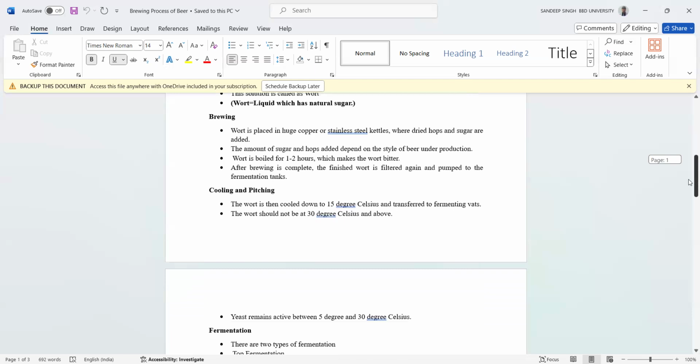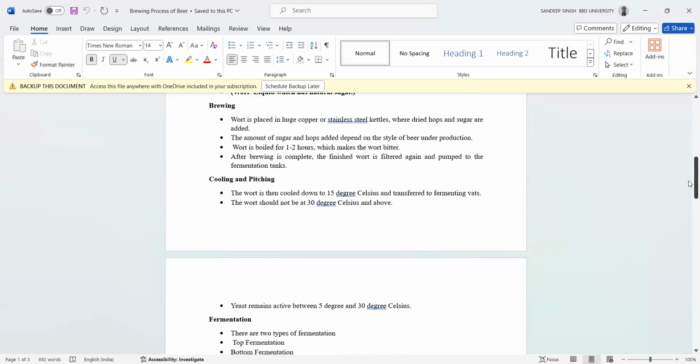Brewing: wort is placed in huge copper or stainless steel kettles where dried hops and sugar are added. The amount of sugar and hops added depends on the style of beer under production. Wort is boiled for 1 to 2 hours, which makes the wort bitter. After brewing is complete, the finished wort is filtered again and pumped to the fermentation tanks.